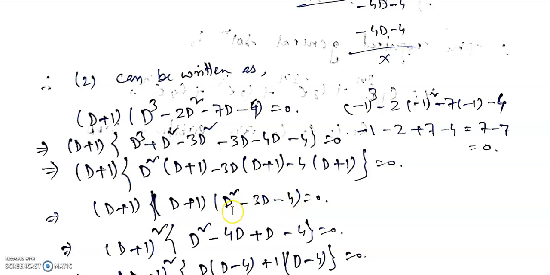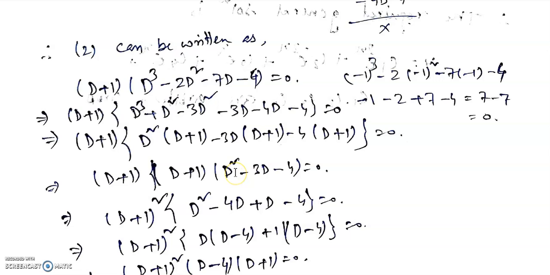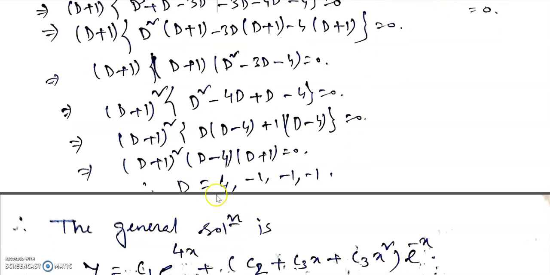Now this is very simple. So just multiply this. This is the quadratic equation. Minus 4d plus d will give this value. So just in this way you get the roots 4, minus 1, minus 1, minus 1.